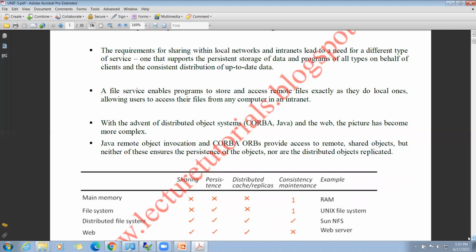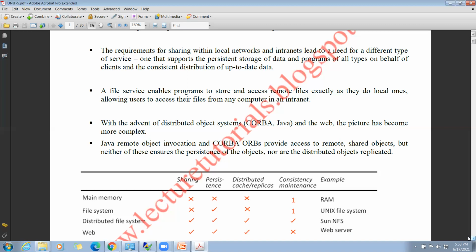That means the data or files are stored at one place. Those files are accessed within the intranet or within the local network. Those files need to be kept up to date.